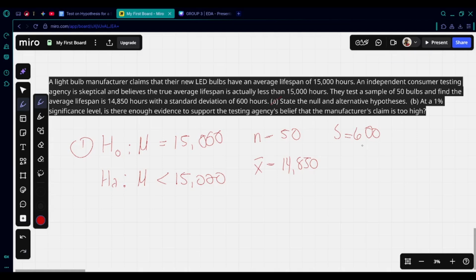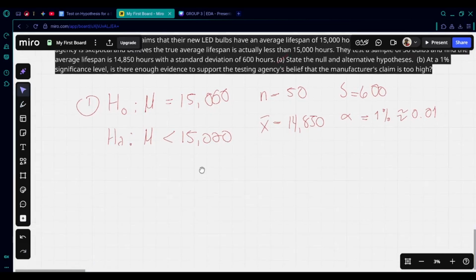So at a 1% significance level, our significance level or the alpha value is at 1%. So let's just put here 1%, or clearly 0.01. So it was asked, is there enough evidence to support the testing agency's belief that the manufacturer claim is too high? So let's find out.